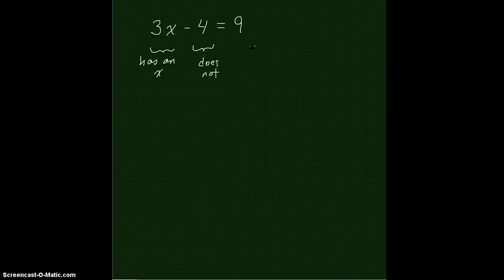And over on the right, no x there. So what I'd like to do on this equal sign, I'd like all the x terms on this side, and all numbers over here on the right. So my only term that has an x in it is 3x, so I'm going to leave it there.